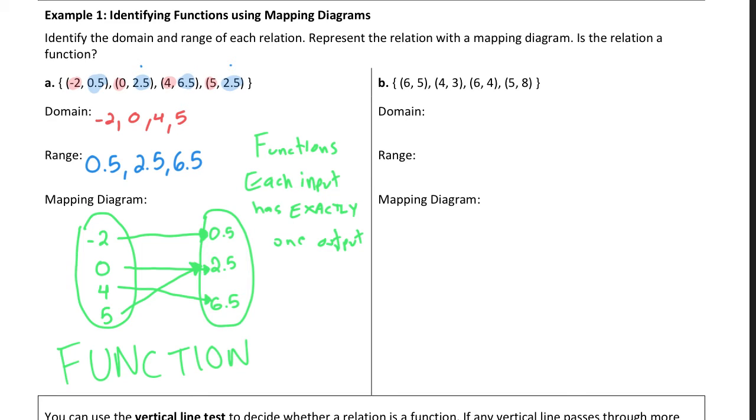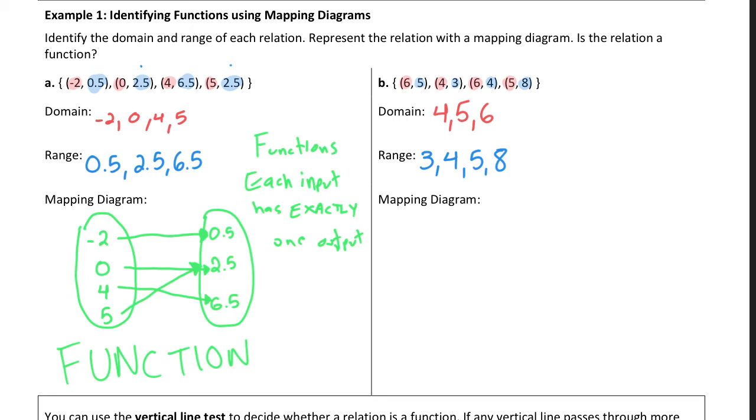So in this next example, our domain, our inputs, our x values, I like listing them in order. 4, 5, and 6. So 4, 5, and there's 2 6s, so I only list it once. My outputs, my y values for my range, I'm going to write those in order as well. 3, 4, 5, and 8.